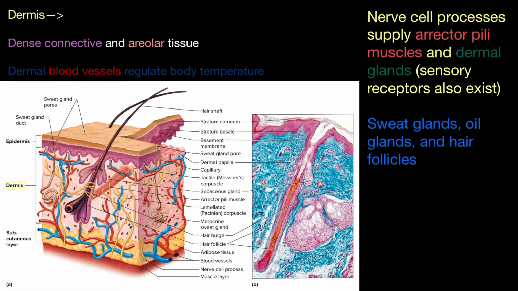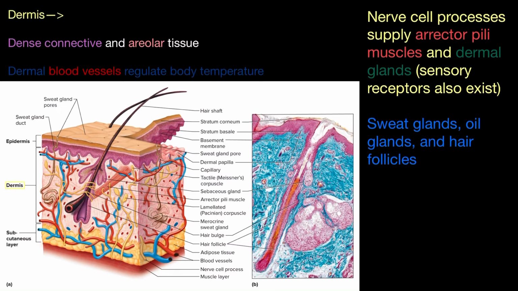Now on to the dermis. The dermis is underneath the epidermis. It has dense connective tissue and areolar tissue. And it also has dermal blood vessels that regulate body temperature. So what that means is the epidermis didn't have any blood vessels, however the dermis does.